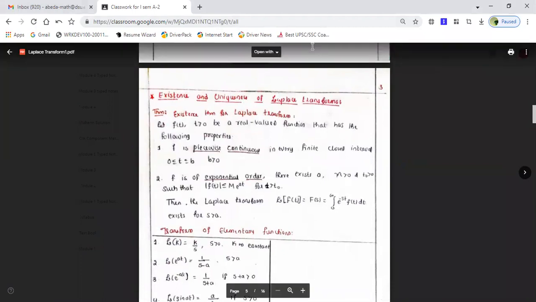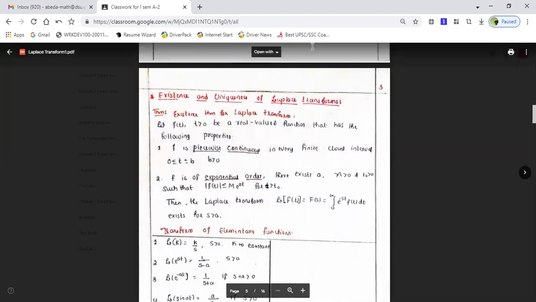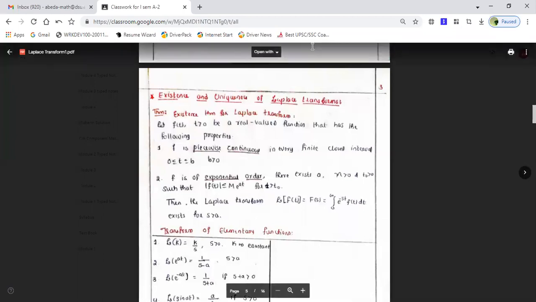Okay, so do that. So now let f of t, where t is greater than 0, be a real valued function, and it has to have the following properties. Then only we say that it has the Laplace transform. What are the two properties? The first property is that the function has to be piecewise continuous.